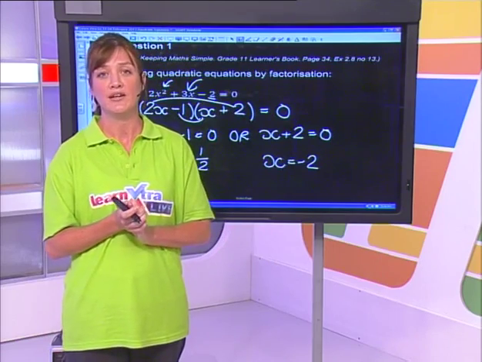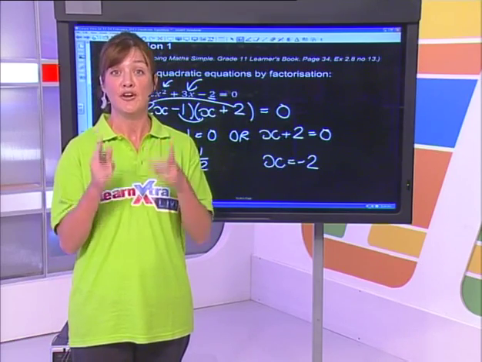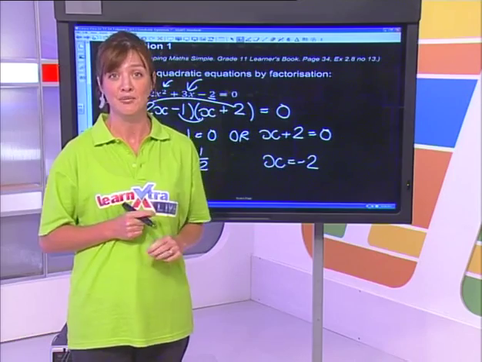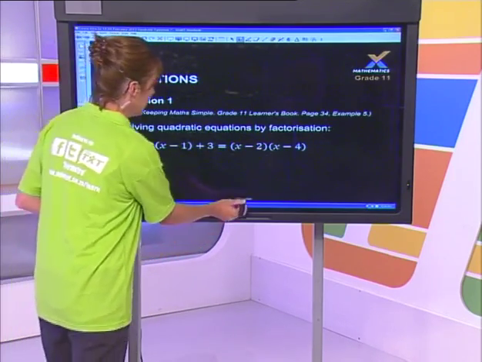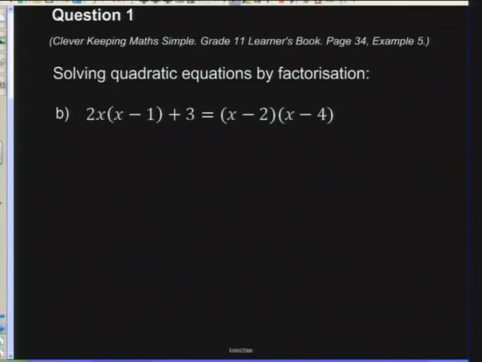Okay, so that's a pretty introductory example. I'm sure you guys are all comfortable with that. Just make sure you know how to factorize. That's obviously really important to remember. Okay, now let's look at one that maybe is a little bit more involved.